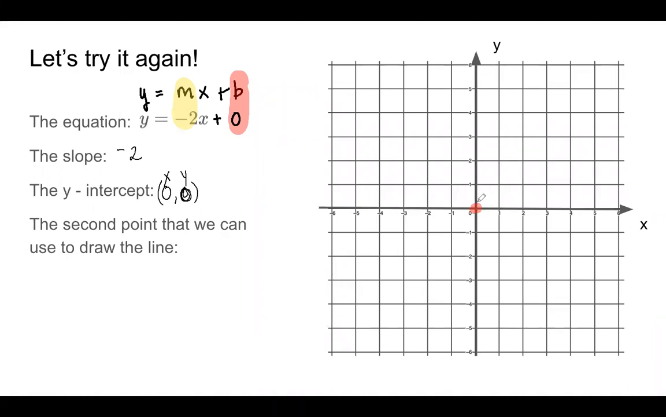It's always going to be a number on the y-axis because it's a y-intercept. It can be 0, it can be 3, it can be negative 3, it can be any number on here, but it will always be on the y-axis because it's a y-intercept.